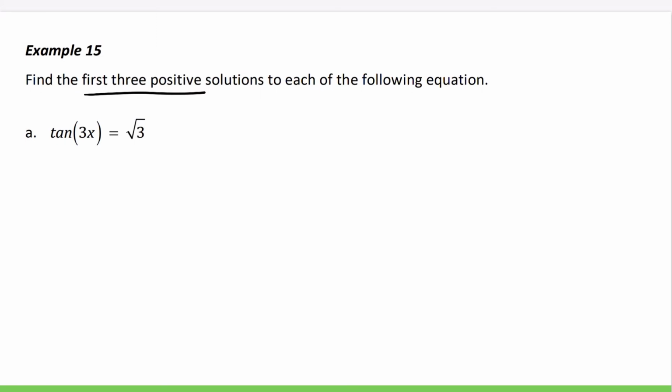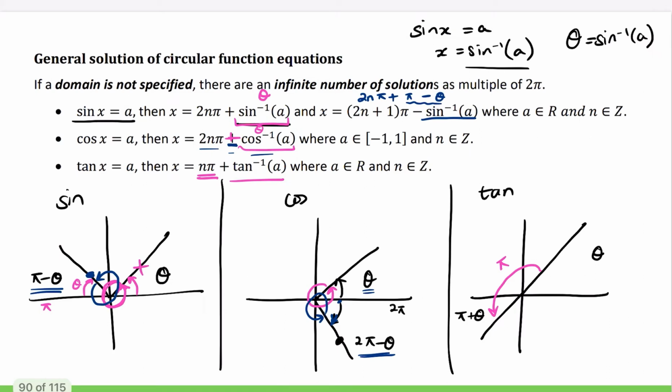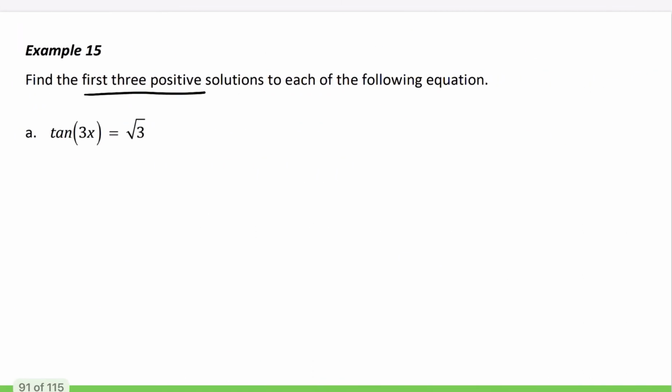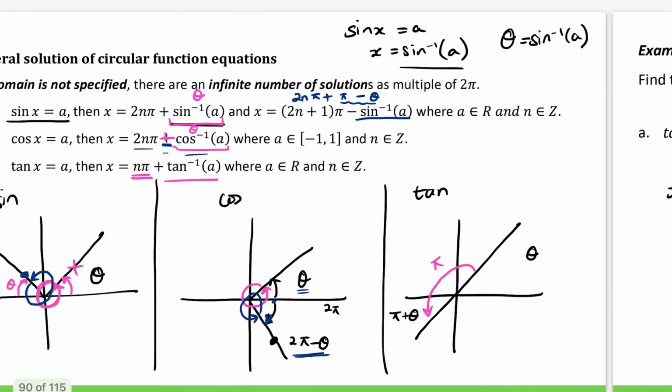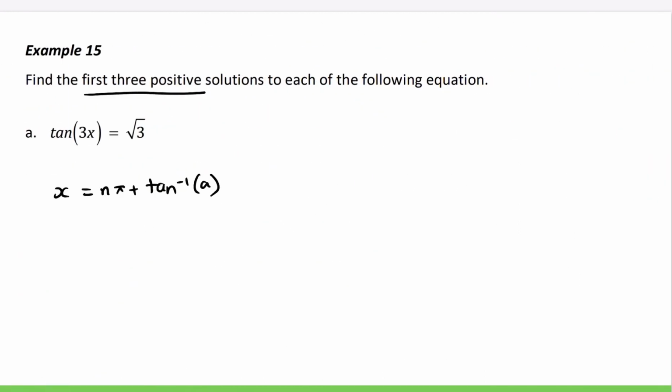So let's begin with our rule. We're using tan, so we know that if we look at the rule back here, x equals n pi plus tan inverse of a. Now I just want to point out one thing. This x is the angle. So whatever the angle is here, it should be here as well. So just be careful with that. It's not just 1x. In this case, it is 3x.